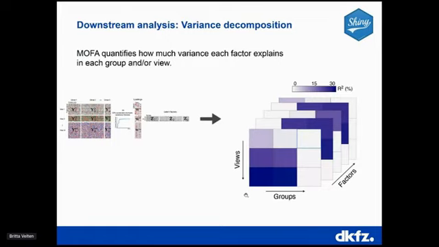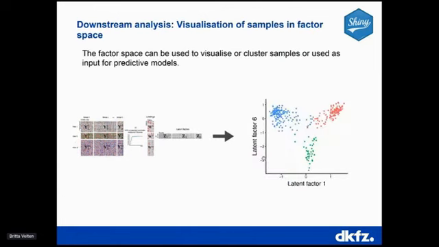Such a variance decomposition often gives a very clear picture thanks to the sparsity priors we put onto the model. For example, in this case, you would see that the first factor is only important in 2 of the sample groups and most important in 2 of the molecular layers. Next, we can of course use the factors to visualize our samples in the latent space. For example, here we see that in the latent space spanned by 2 latent factors, we see a nice clustering of the samples into 3 distinct groups.